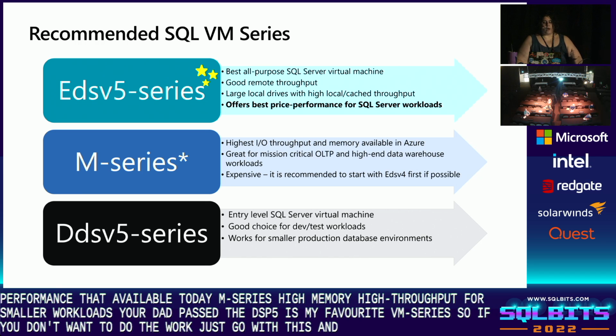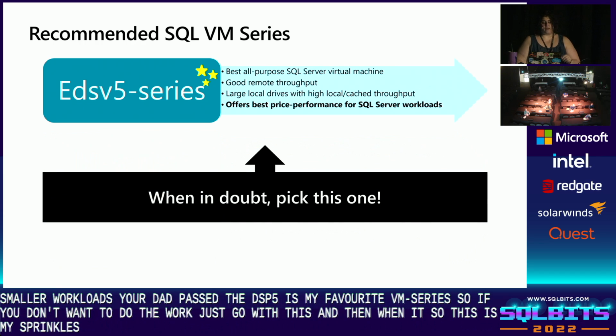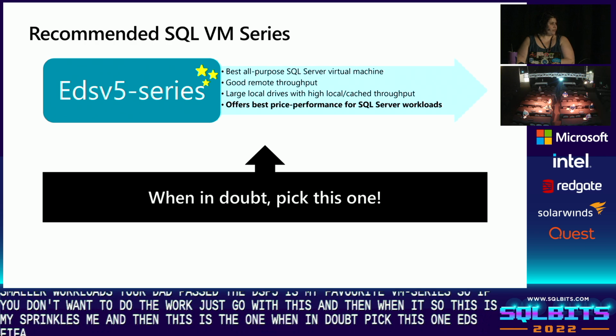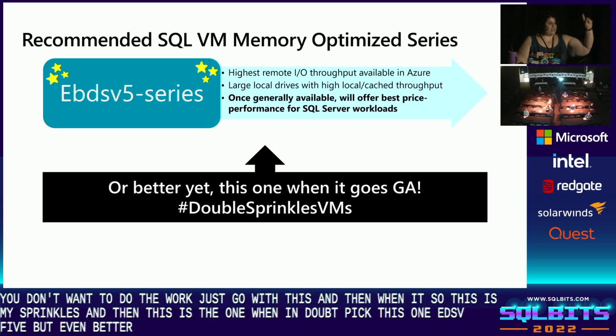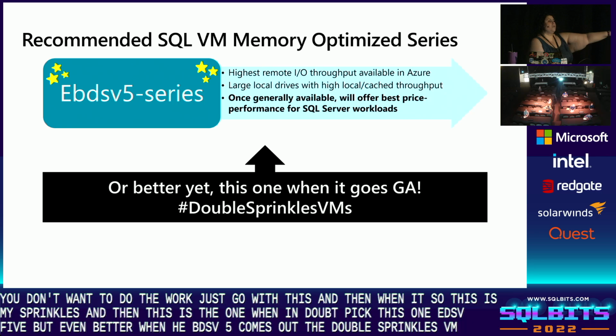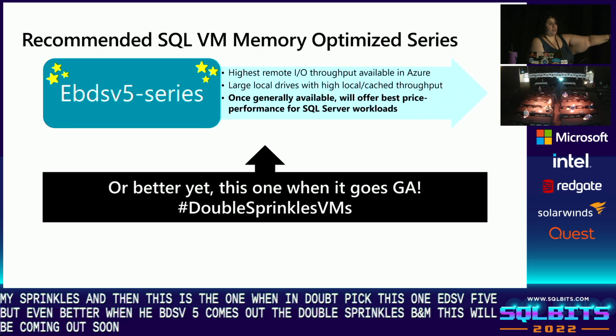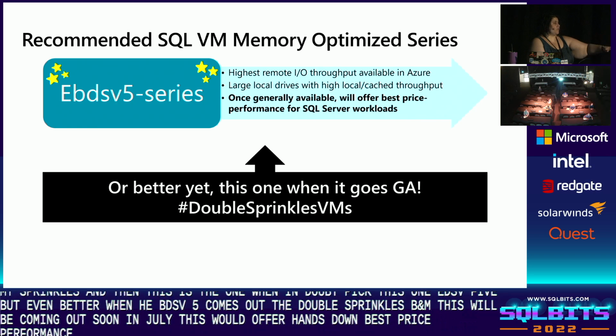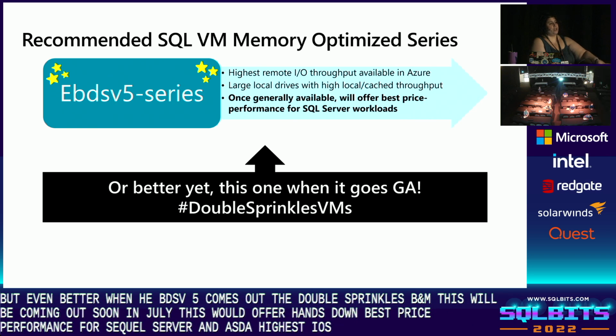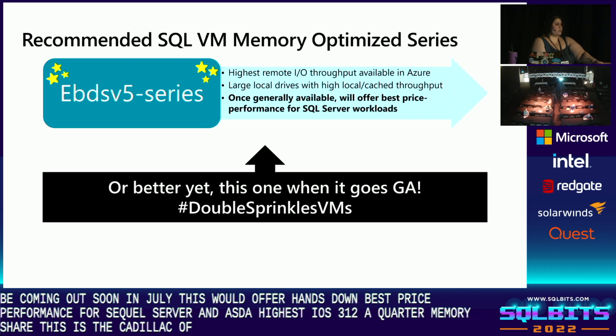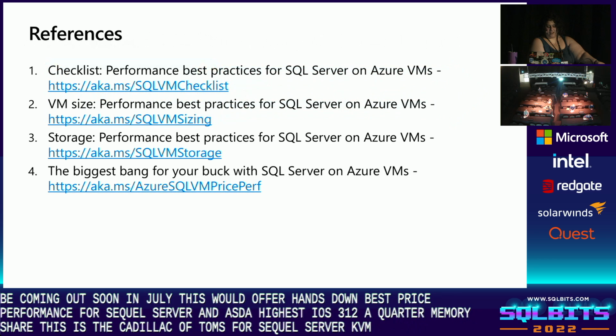And then this is my Sprinkles VM, and this is the one, when in doubt, pick this one, EDS v5. But even better, when EBDS v5 comes out, the double Sprinkles VM, this will be coming out soon in GA. This will offer, hands down, best price performance for SQL Server on Azure. Highest I/O throughput, 1 to 8 core to memory ratio. This is the Cadillac of VMs for SQL Server. Okay? Double Sprinkles VM.